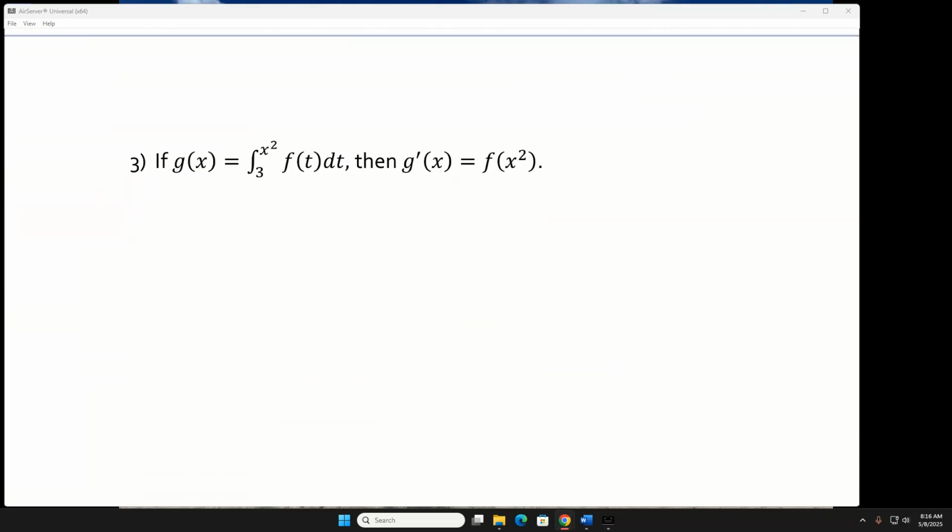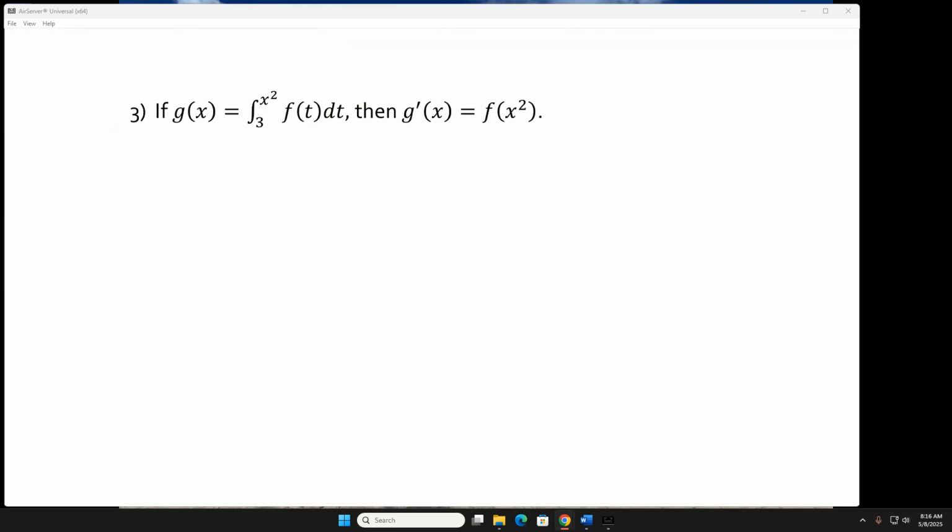All right, let's look at number 3. If g of x is the integral from 3 to x squared of f of t dt, then g prime of x is f of x squared. True or false? All right, so if you need to pause it and talk some more, go ahead and pause it now.